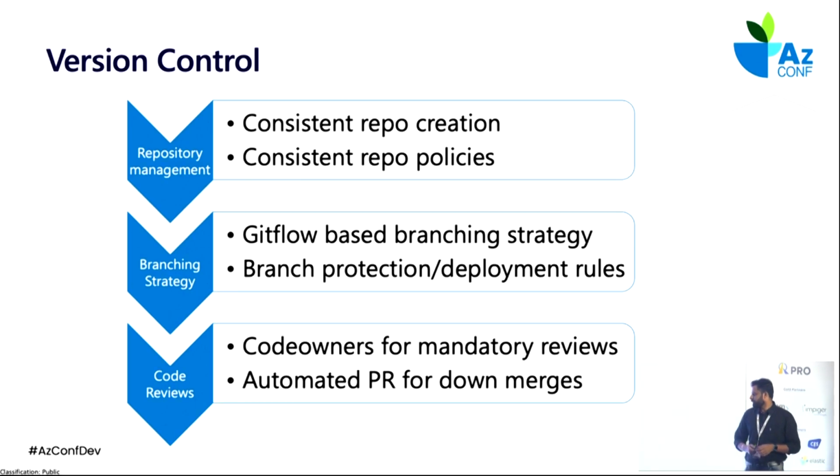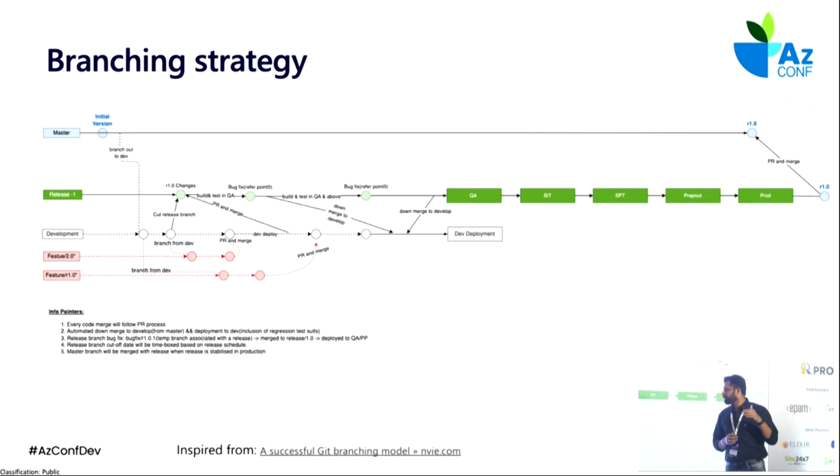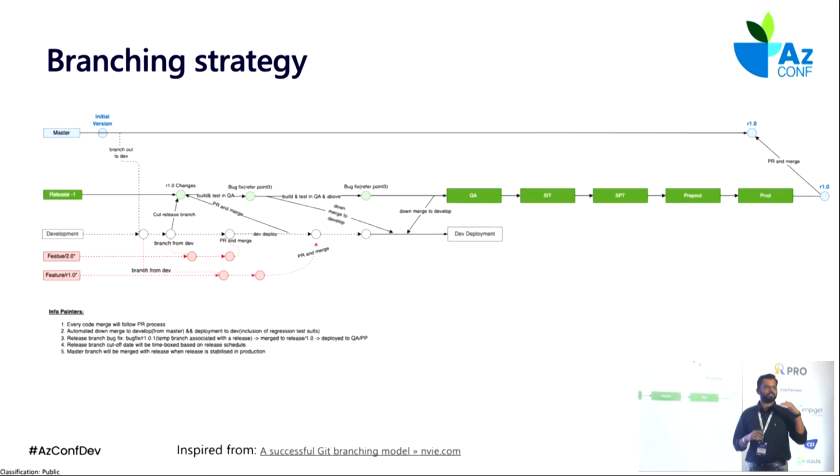And of course, depending on the branching strategy, you might need to do some down merges. So that's what we've also automated. Now, this is a bit of a branching strategy kind of picture. So we have this master, develop and release branches. Release is where every release happens. Basically, develop is your development branch.